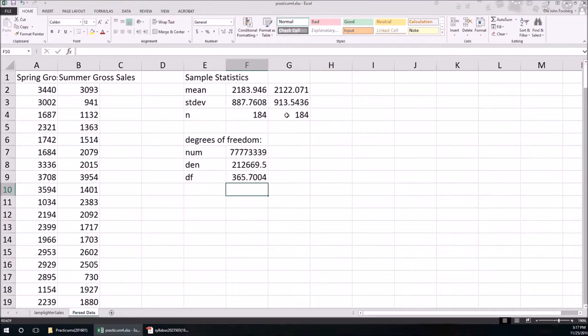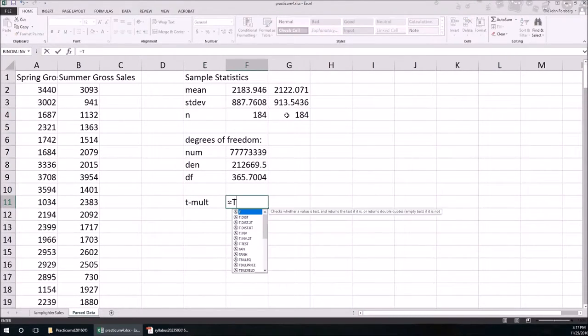denominator. And I like to break things up like that because it makes it a little bit simpler typing in the formulas in Excel. So the t multiplier, otherwise known as the critical value, is just going to equal T.INV.2T, and it's always going to be .2T because this is a confidence interval. Probability is 0.05 because this is a 95% confidence interval. Degrees of freedom is what we just calculated there.